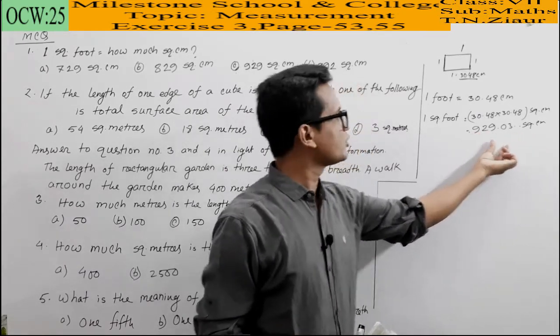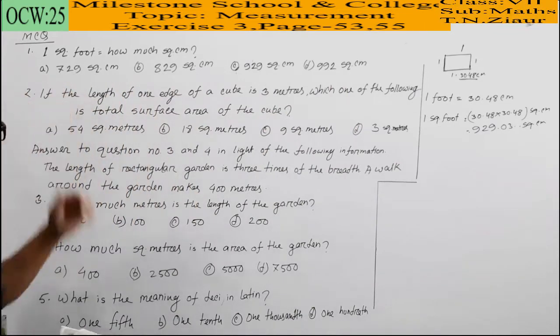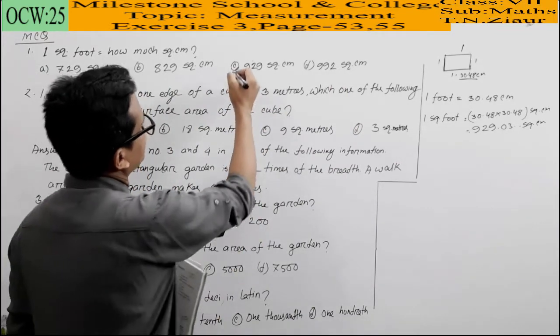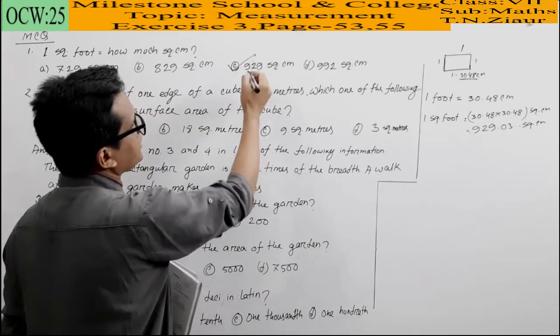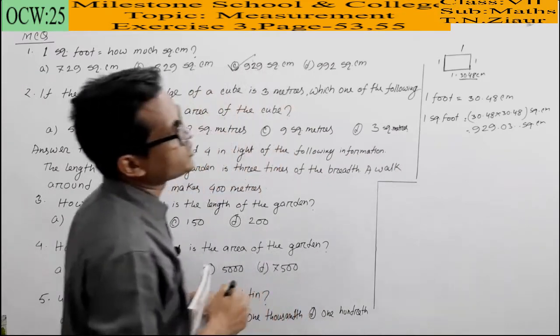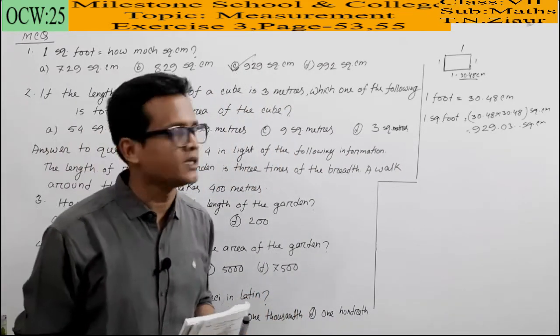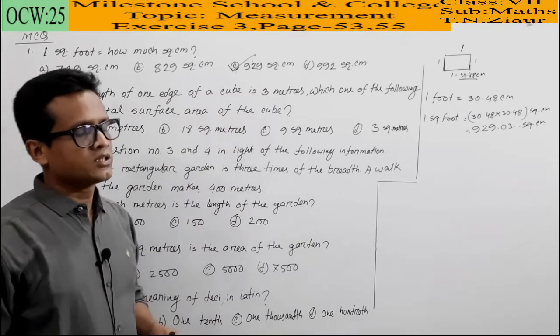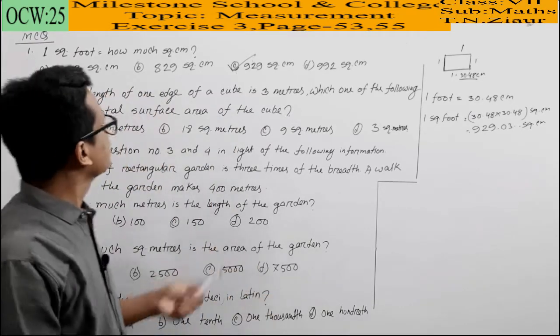So 1 square foot is equal to 929.03. Now check the 4 options here, A, B, C and D. Which one is correct? Yes, we get this one in option C. Here it is 929, so this is approximate. 929.03, we can write 929 square centimeter. So this is the correct answer. Students, have you understood this MCQ?